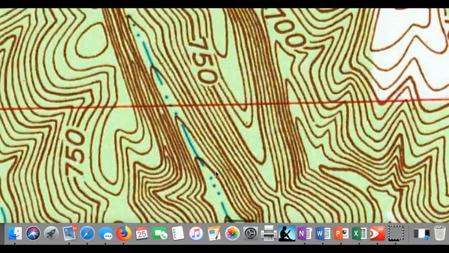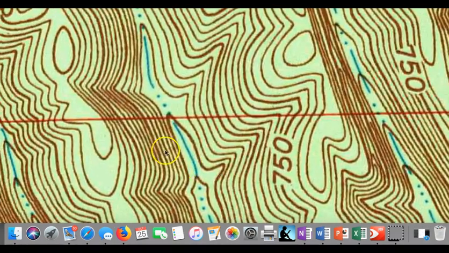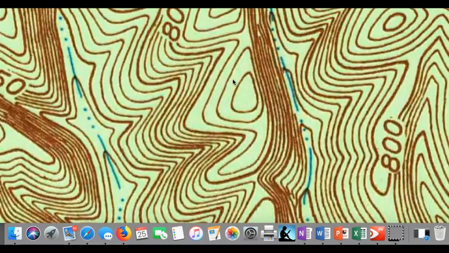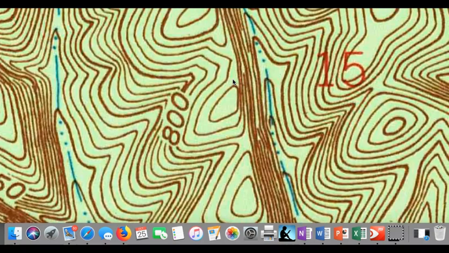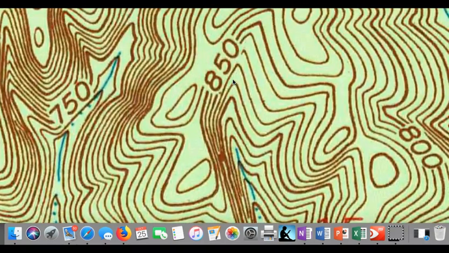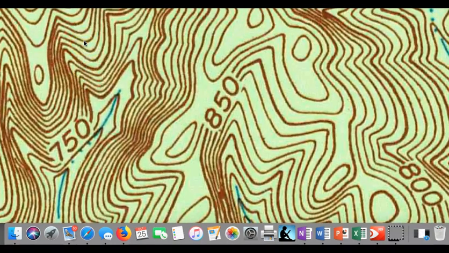There's some other features to show you. Steep ground, this would be steeper ground over on the left side here as opposed to this ground over here where it's more gradual. Occasionally you'll get a feature called a saddle, which is where you have a double hilltop that's real close together. Let's see if I can find you one.